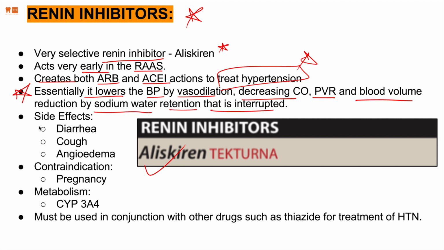Side effects: diarrhea, cough, angioedema. Contraindication: pregnancy. Metabolism: liver, CYP3A4 family. Therefore, drug interaction is anticipated. Must be used in conjunction with other drugs such as thiazides for treatment of hypertension.